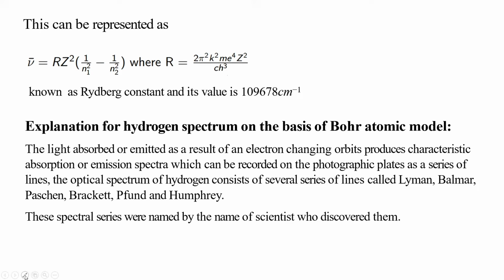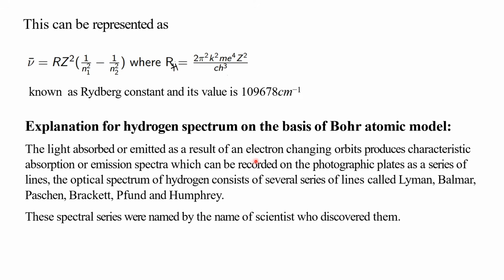Okay, so the Rydberg constant we usually write as Rh, and its value is 109678 centimeter inverse. Now, since the energies are quantized, we can explain the hydrogen atom spectra on the basis of the Bohr atomic model. The light absorbed or emitted as a result of an electron changing orbits produces characteristic absorption or emission spectra, which can be recorded on photographic plates as a series of lines.